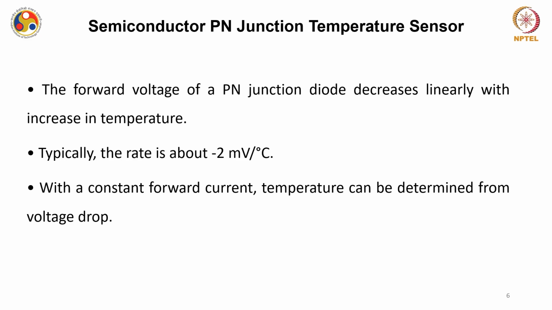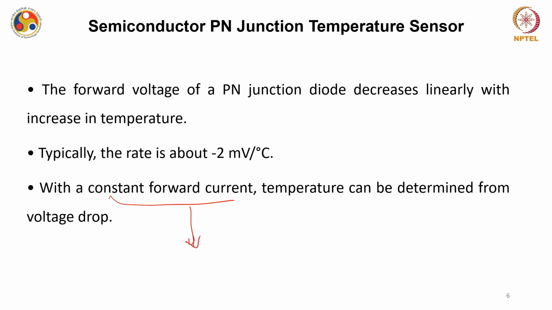The forward voltage of a PN junction diode basically decreases linearly when temperature is increased. And this decrement rate is around -2 millivolt per degree Celsius. So, with a constant forward current, temperature can be determined from the voltage drop. So, it suggests that there should be a constant forward current.